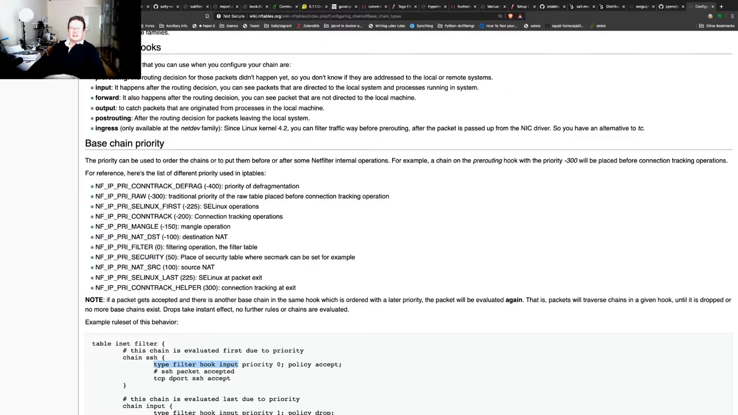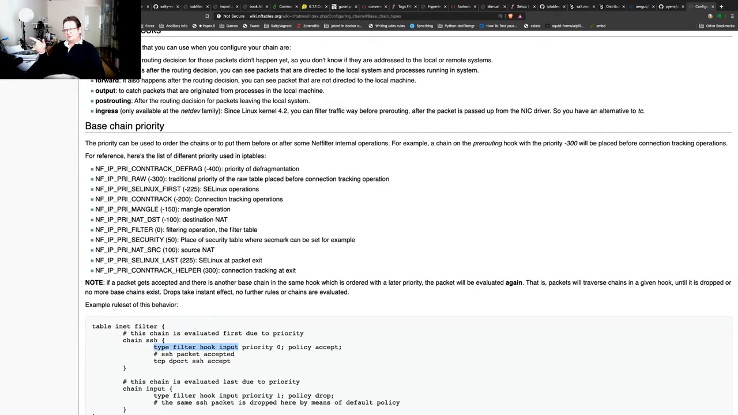Now, just to make things a bit more difficult, in actual fact, we can use this for filtering packets coming in on the LAN if we're acting as a gateway, but ignore that for a second. Those packets are intended for this machine because this machine is going to forward them to other machines. But for the purposes of this exercise, type filter hook input is basically a host firewall. Now, priority. What's priority all about?